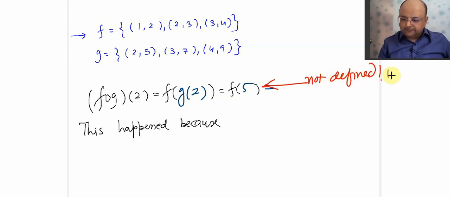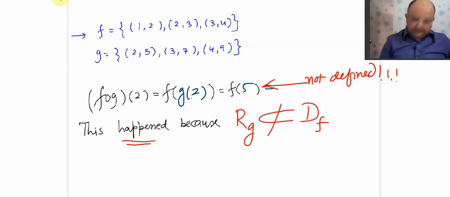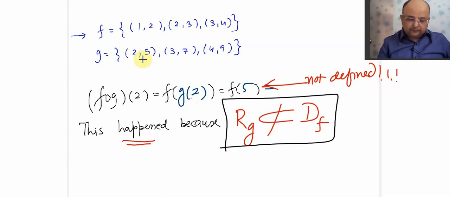Have you noticed that? And that's why this happened. This happened because the range of g is not a subset of the domain of f. This is the important thing you should notice. Range: do you remember? Y coordinates of the function form the range. That range must occur here. What are the x coordinates of f? Domain of f. So the range of g is not a subset of the domain of f.